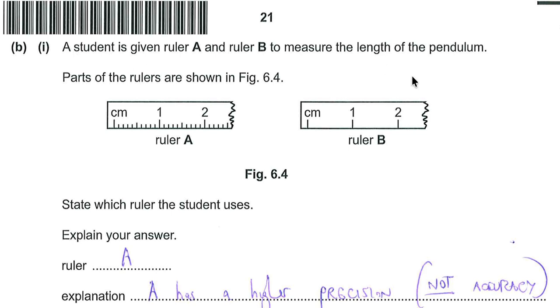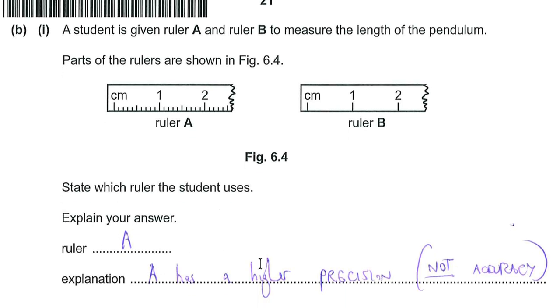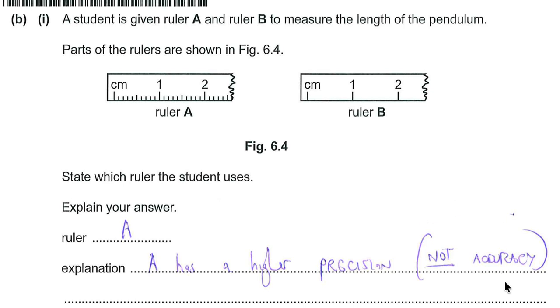21, we've got a student given a ruler A and ruler B, we want to know which ruler they use. Well, we use ruler A, okay, because it has a higher precision, it can measure to 1 millimeter. Notice here, ruler B could only tell us to plus or minus half a centimeter. Whereas here, we can measure things to the nearest millimeter, and therefore it's a higher precision. Okay, we tend to stay away from the word accuracy here. Accuracy means it's correct, whereas precision means we can measure to a smaller detail.